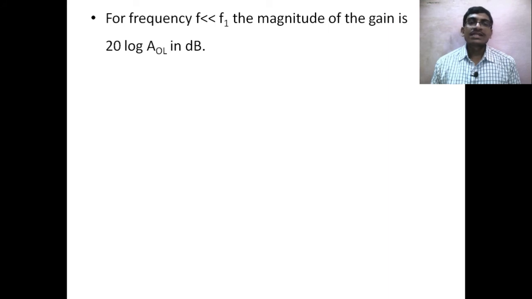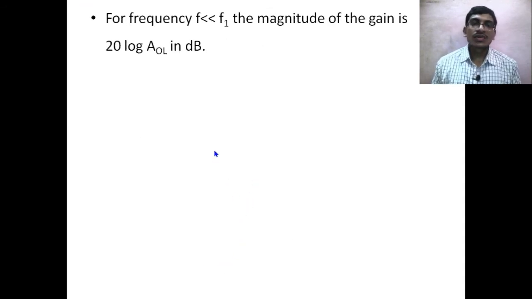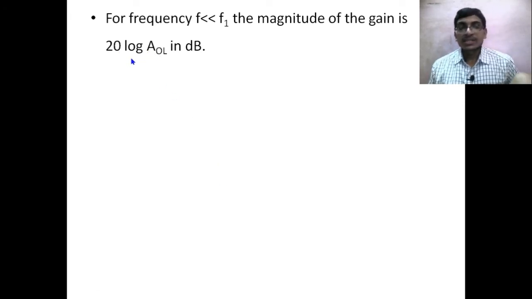For frequencies f very much less than f1, the magnitude of the gain is 20 log AOL in dB only. If f is very much less than f1, it is a small value divided by a large value, which results in a small value. Therefore, the entire denominator will be equal to 1 only. Therefore, the gain is equal to AOL only. We take the 20 log in order to express the gain in decibels, which is 20 log AOL in dB.